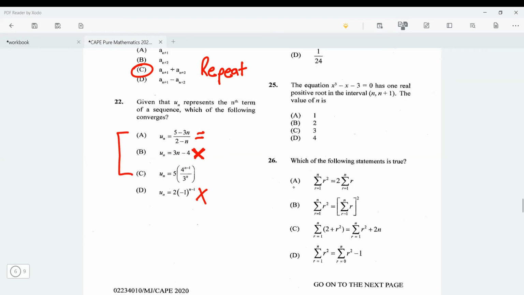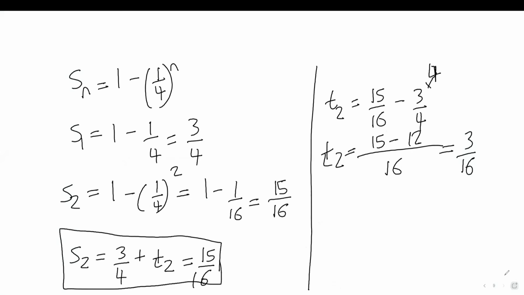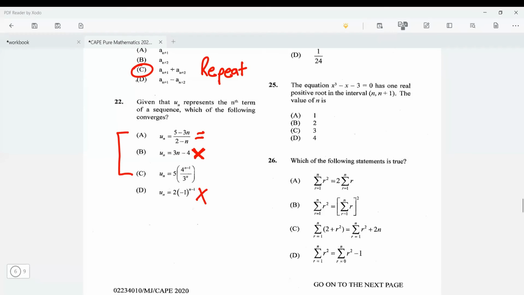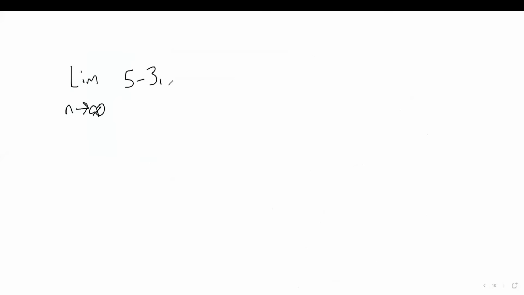So now we need to find the limit of these to see which one is going to give us a finite value, and that one converges. Now, why did I cancel out those two? Because I don't want to find the limit of all of them. I want to just eliminate those. So now we want to find the limit as n approaches infinity of the first one, which is 5 minus 3n over 2 minus n.